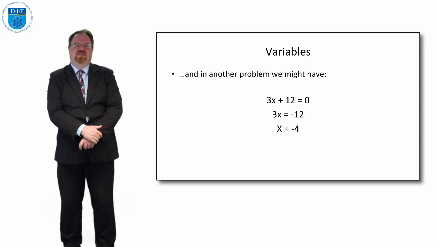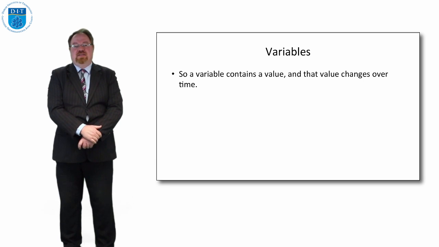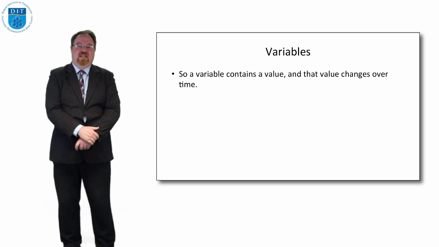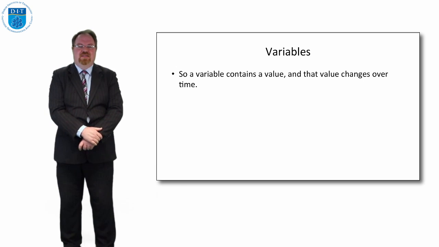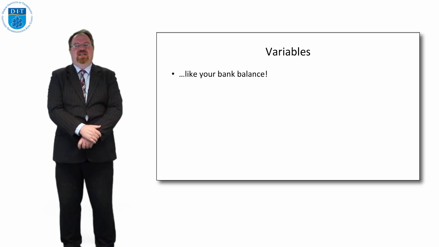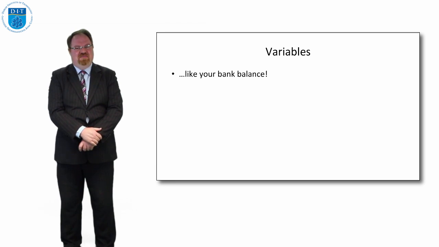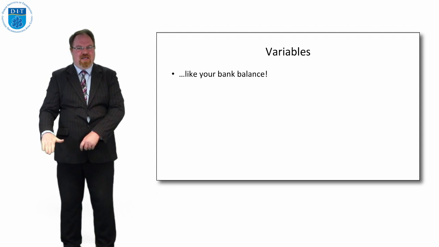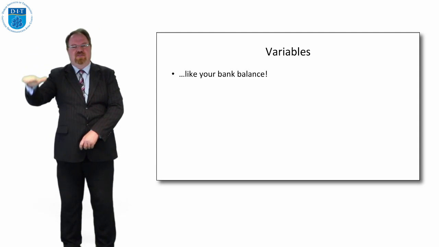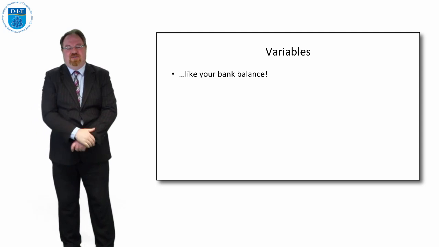So that's exactly right. That's exactly how I like to think of a variable. A variable is an item that contains a value, and that value will change over time. Simple as that. Think of your bank balance. Your bank balance is a number, but that number changes over time. For me, my bank balance goes down, down, down, down, down all the time, and then I get paid every once in a while. It goes up again, but then it goes down, down, down, down, down towards 0 usually.